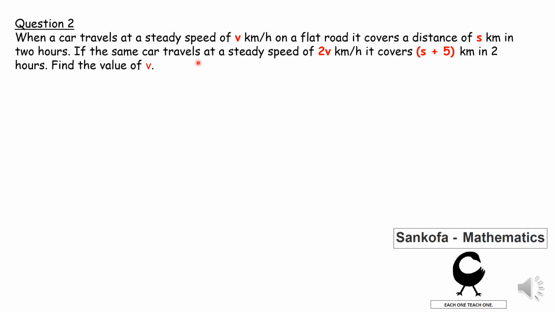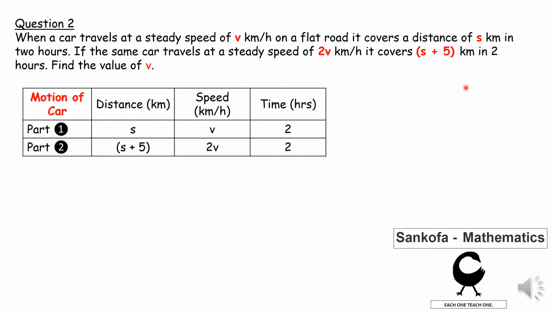And if the same car travels at a steady speed of 2v kilometers an hour, it covers a distance of s plus 5 kilometers in 2 hours. We need to find the value of v. So I decided to make a table where I can compare distance, speed, and time. I know the times: 2 hours in part 1, and also 2 hours in part 2.